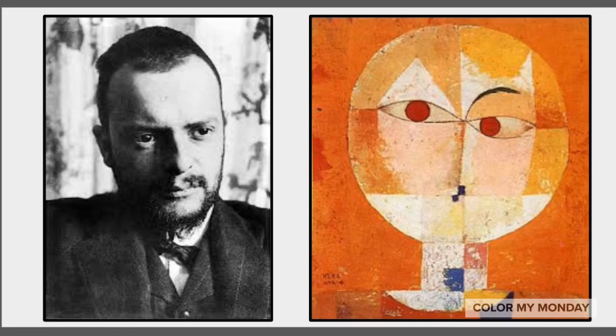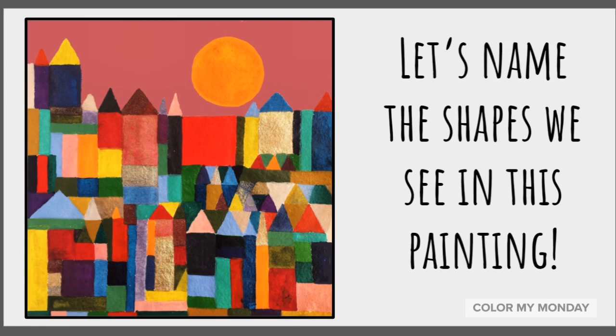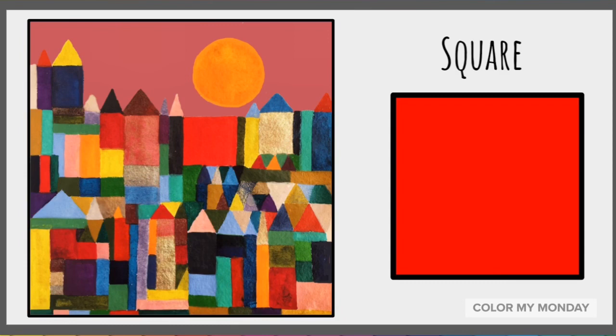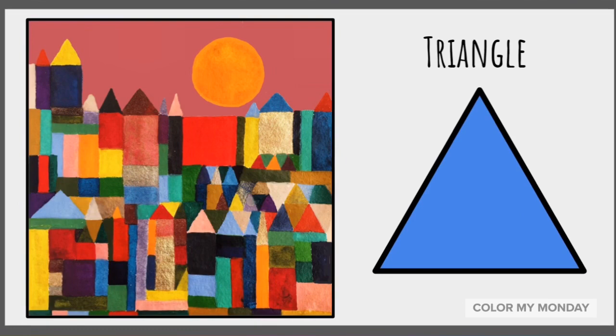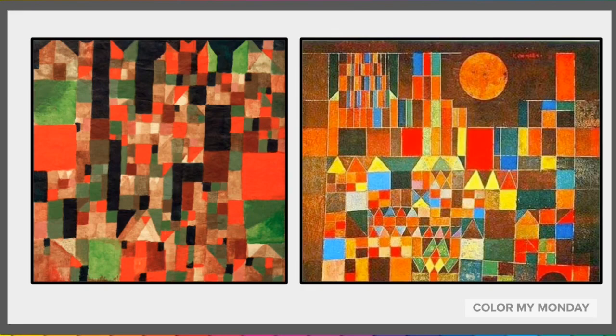This is a cityscape by Paul Klee. A cityscape is a picture of a city. Let's name the shapes we see in this painting. A circle, squares, triangles, rectangles. Here are more cityscape paintings by Paul Klee.